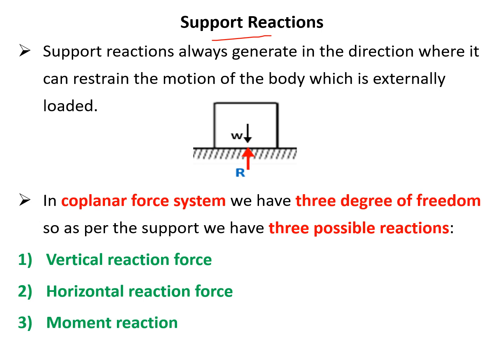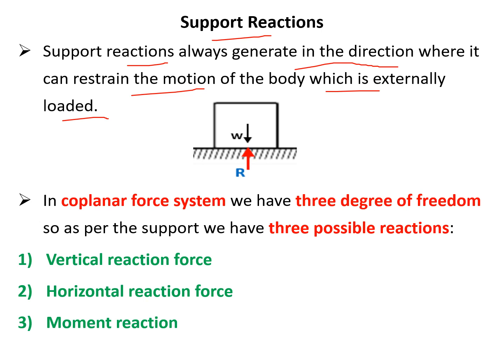Now the support reactions. As we see in the free body diagram, we have to identify the correct support reactions which are given by the surrounding to that body. When we give the definition of the support reaction, it means the support by its surrounding to any body. And the support reactions always generate in the direction where they can restrain the motion of the body which is externally loaded. So this is very important to give the direction to that support reaction. Always remember the support reaction is in that particular direction where it can restrain the motion of that object.